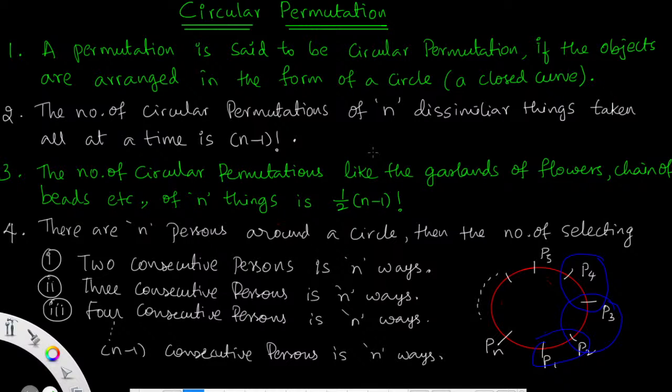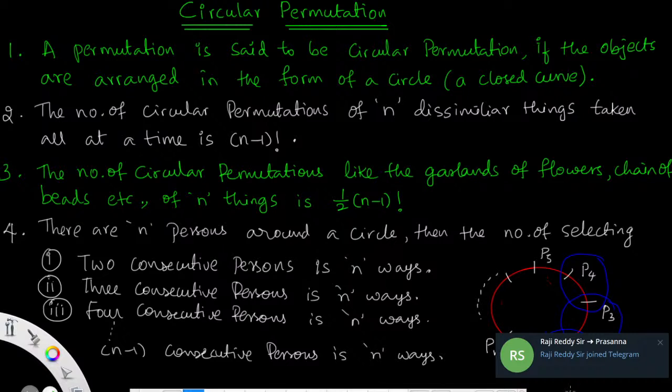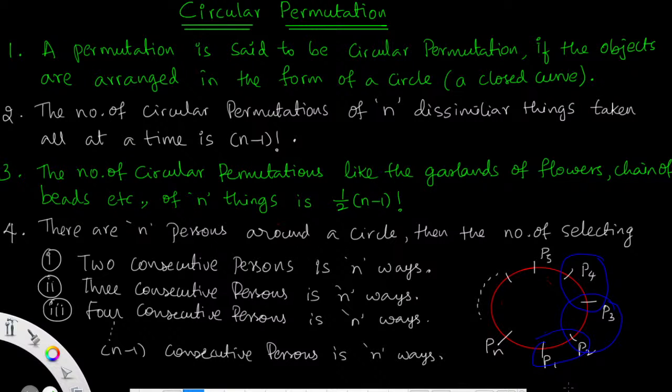The number of circular permutations of n dissimilar things taken all at a time is (n minus 1) factorial. If it is linear, in a row, it is n factorial. For arrangements like a garland of flowers or a chain of beads, the number of permutations of n things is given by half into (n minus 1) factorial.